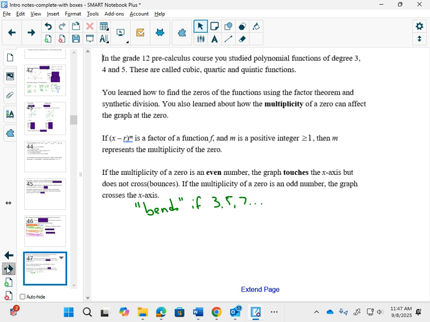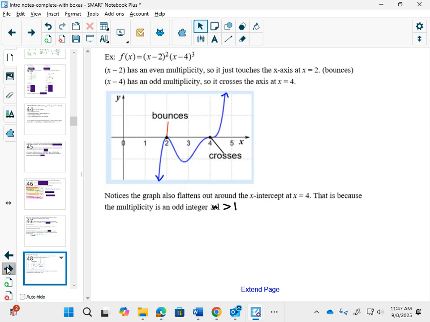Which means if you have a polynomial function in factored form, it becomes easy to graph. Okay? A couple of things in here. So the x-intercept of 2 has a multiplicity that's even, so it bounces there. The x-intercept at 4 has a multiplicity of 3, so it crosses but bends at that place. Bends or flattens out.